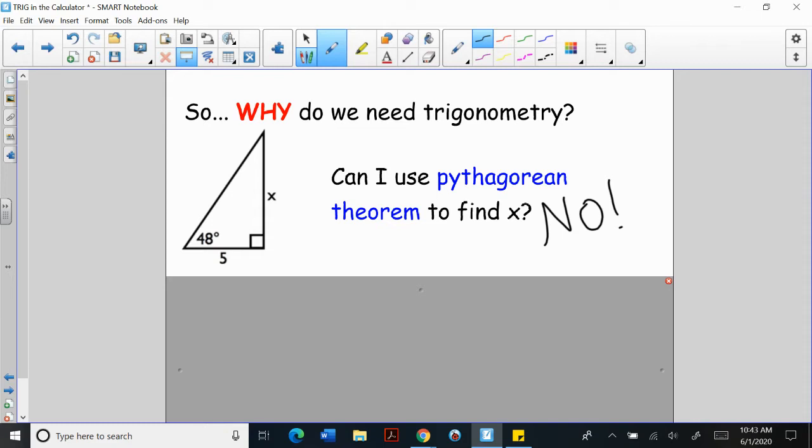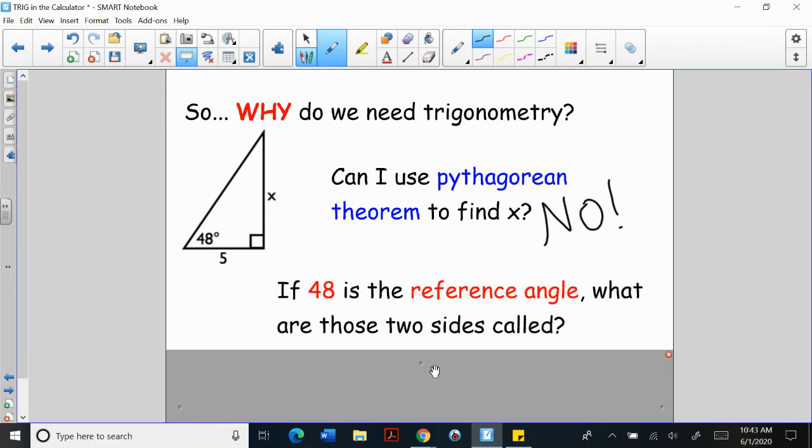Okay, so what do you do instead? Well, if the 48 degrees is the reference angle, then what are those other two sides going to be called? So let's start with worrying about that x. If I'm at a reference angle of 48 degrees and I look at x, what did we call that? Okay, good. That's called the opposite side. Across from the triangle, that's your opposite side. All right, what is the 5 called? Okay, awesome. That's going to be your adjacent side. So you've got the opposite and the adjacent.